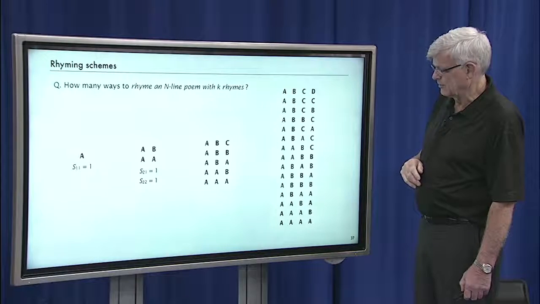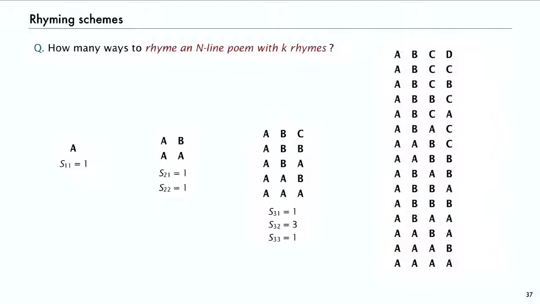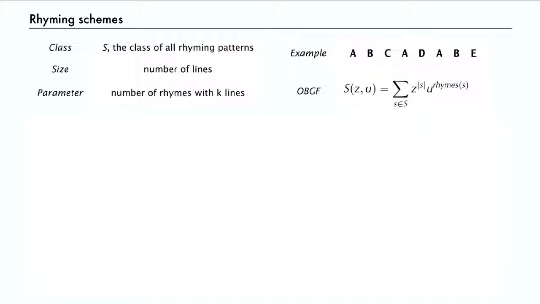Anyway, here are the numbers. So for a 3-line poem, one of them has just 1 rhyme, that's AAA. One of them's got 3 rhymes, that's ABC, and the rest of them have 2 rhymes: ABB, ABA, or AAB. And then that's the answer for 4. So that's the distributions, and we can also do the cumulative costs as well, but let's look at the generating function.